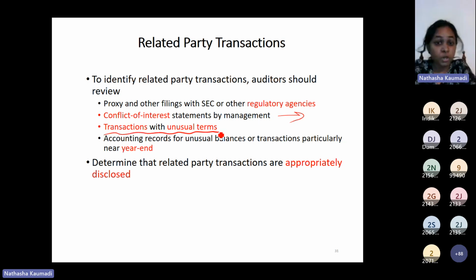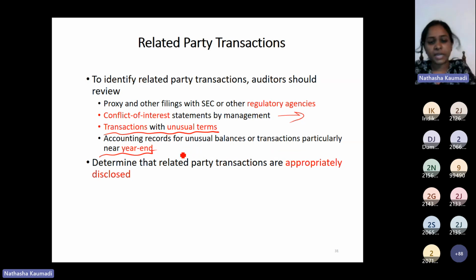So conflict of interest statements by the management, you need to use these to verify that. Transactions with unusual terms, you need to check whether transactions are having unusual terms. In order to check the valuation, you need to check this. Accounting records for unusual balances or transactions, particularly near the year end.